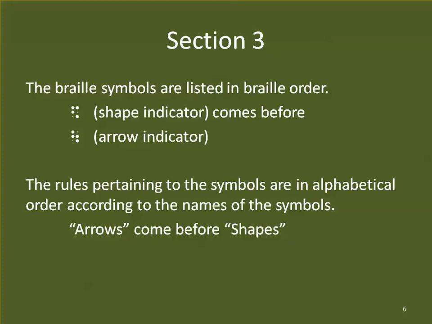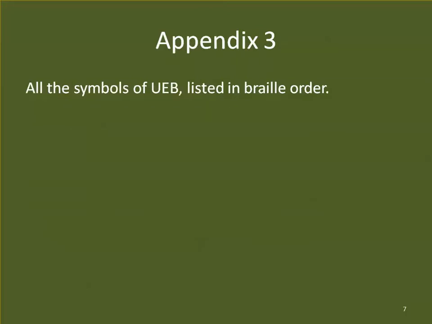I just want you to be aware of that, so when you're looking things up in section 3, you understand how things are arranged. So Appendix 3, there are 3 appendices in the UEB rulebook. We've talked already about Appendixes 1 and 2. Appendix 1 is the short forms list. Appendix 2 is all of the words that were demonstrated in section 10, which dealt with contractions. Appendix 3 then lists all the symbols of UEB, including the alphabet, everything, punctuation, typeform indicators, everything. They're all listed in Braille order.